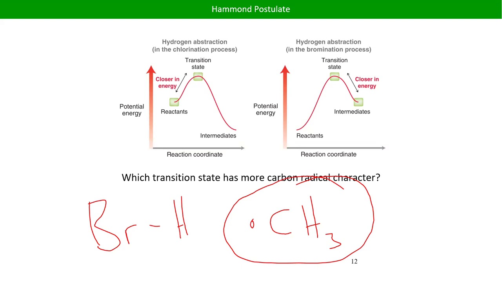We have to get all the way uphill in energy just to get to that transition state, right? So the height of that hill is dependent on how stable the intermediate is. The stability of the intermediate matters a lot less with chlorine because the transition state is so much closer to what the reactants look like, not what the products look like.